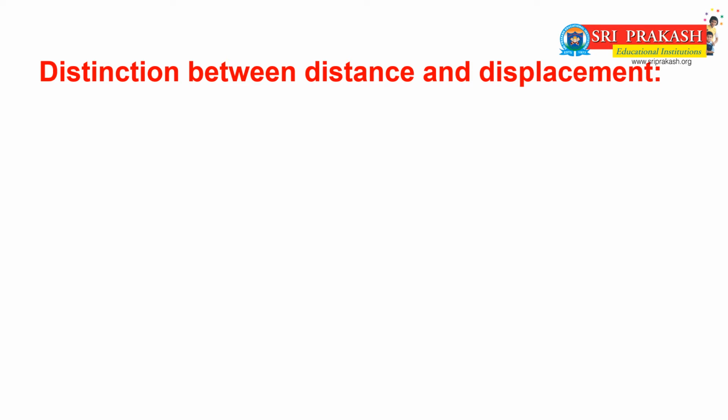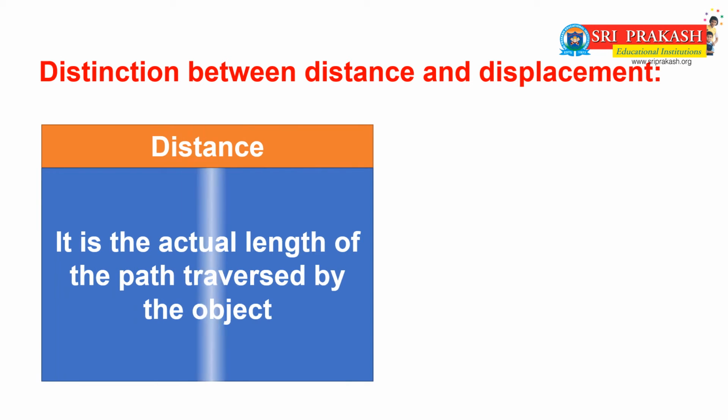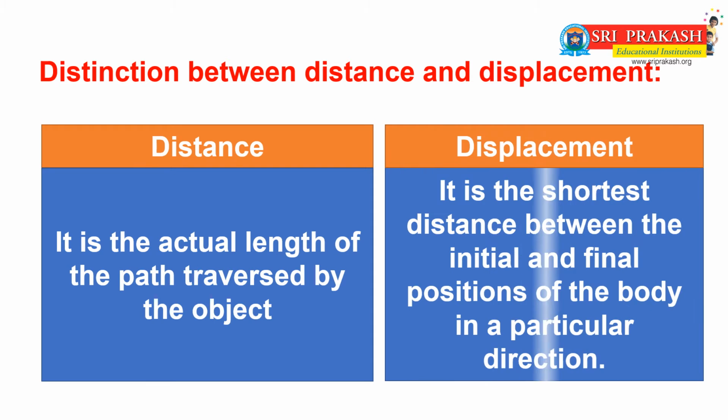Now, we will continue to watch the difference between distance and displacement. Distinction between distance and displacement. Distance: it is the actual length of the path traversed by the object. Displacement: it is the shortest distance between the initial and final positions of the body in a particular direction.